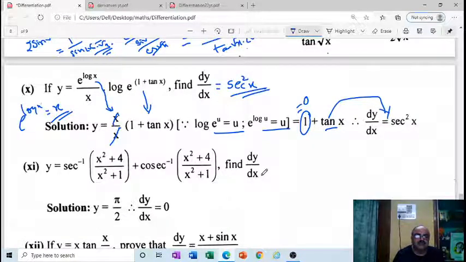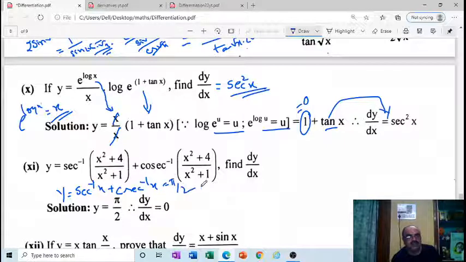Next one, y equals secant inverse of (x square plus 4) by (x square plus 1) plus cosecant inverse of (x square plus 4) by (x square plus 1). Find dy by dx. Look here, friends. This is like y equals secant inverse x plus cosecant inverse x. And we know that secant inverse x plus cosecant inverse x is equal to pi by 2.